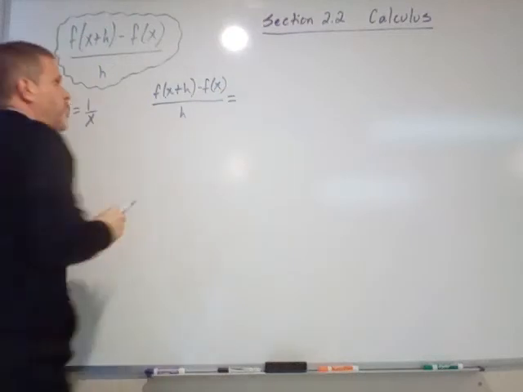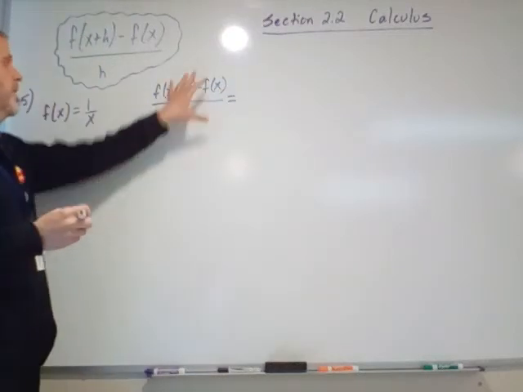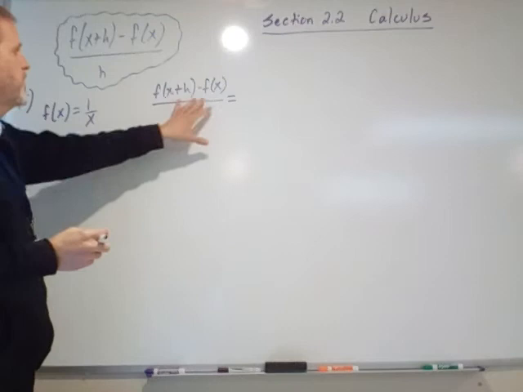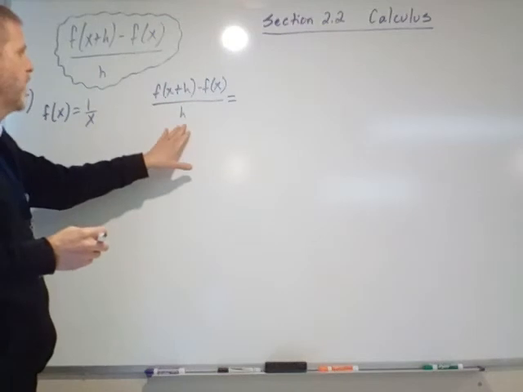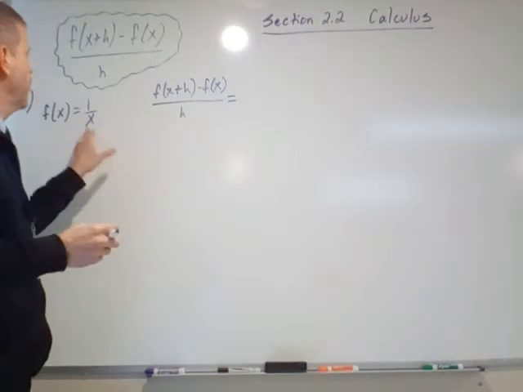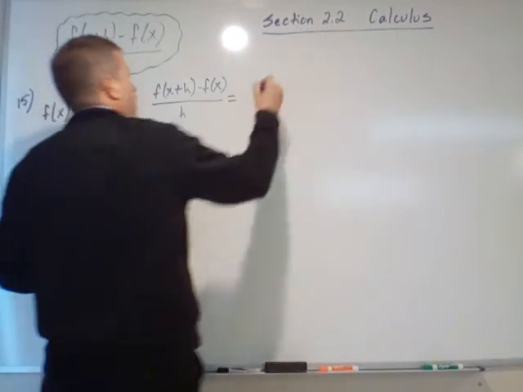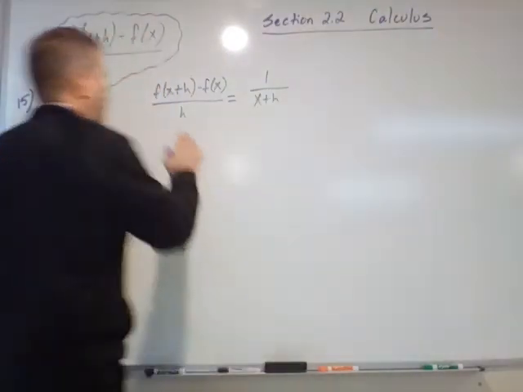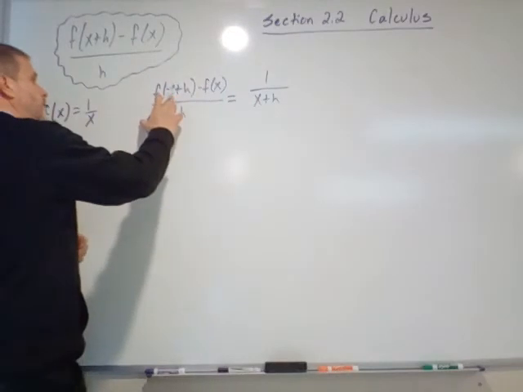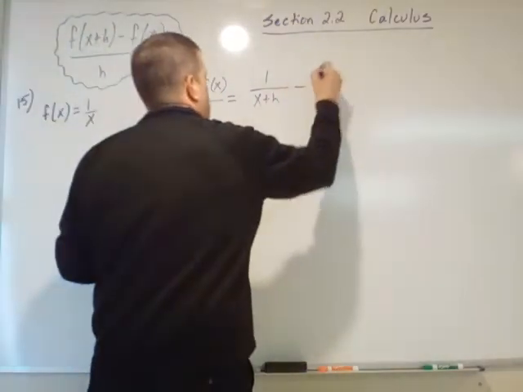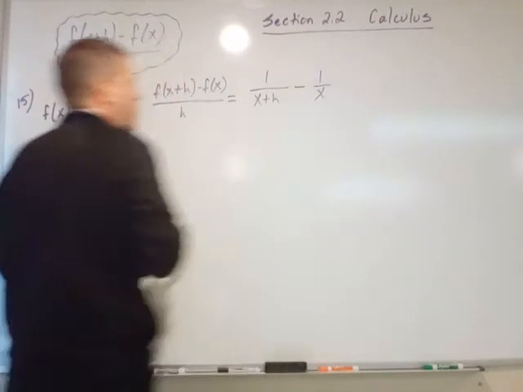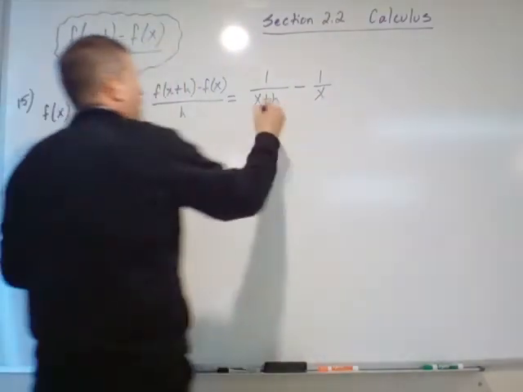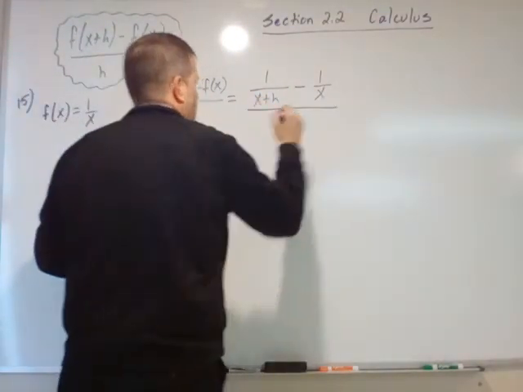So the first step is we are going to plug in the format f of x plus h minus f of x all over h. So in place of the x in our function f of x, we're going to replace it with x plus h for the first part of the difference quotient. Then we're going to subtract the function as is, the 1 over x, and don't forget we're dividing everything by h.